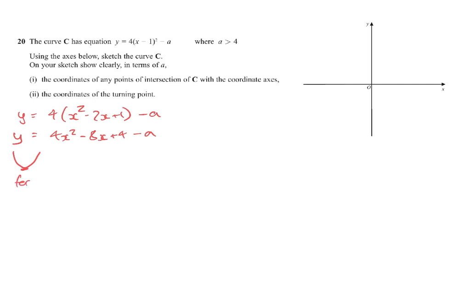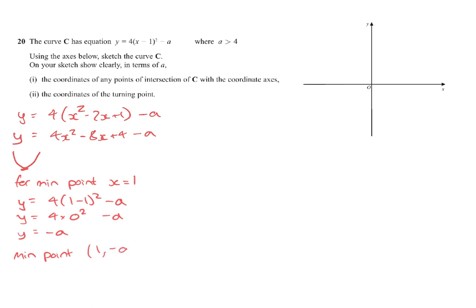So for the min point, x must equal 1, because that makes my bracket equal to 0, and then I have the lowest value. So if x equals 1, what is y equal to? y equals 4 multiplied by (1 minus 1) squared minus a, which is 4 multiplied by 0 squared minus a, and 0 squared times 4 is 0. So my answer is negative a. My y is equal to negative a. So my minimum point is x equals 1, y equals minus a.